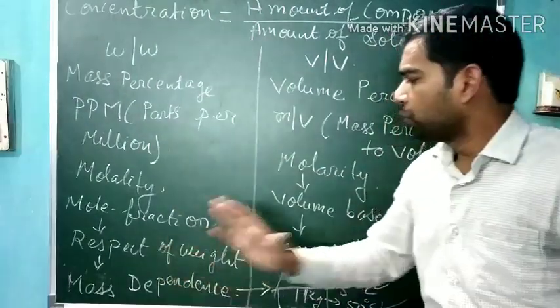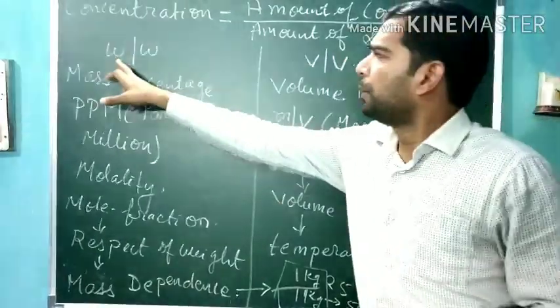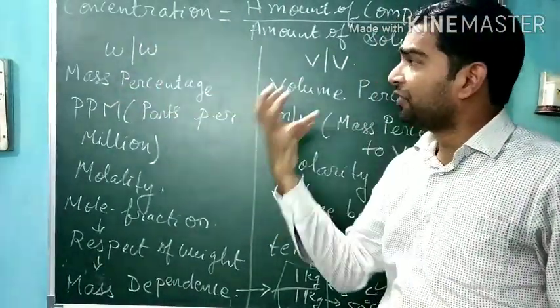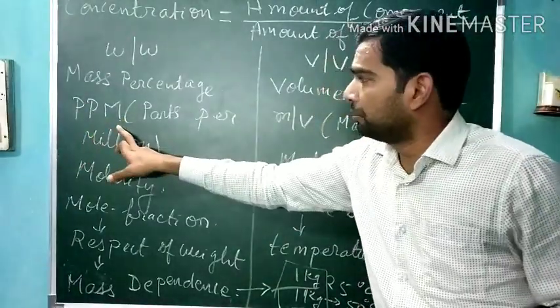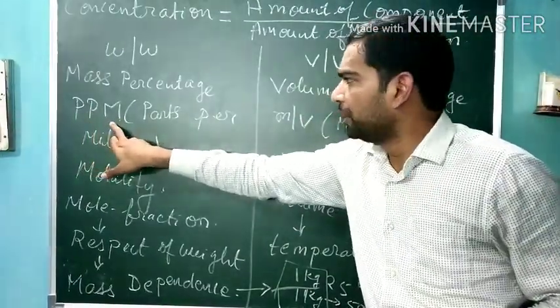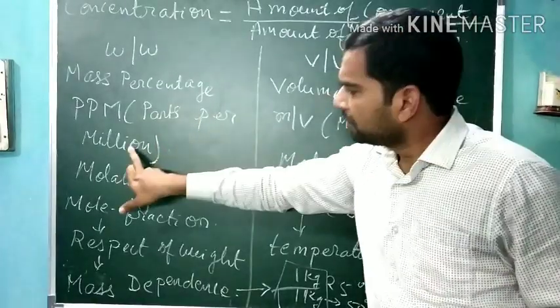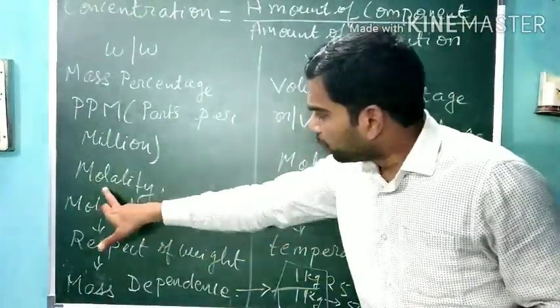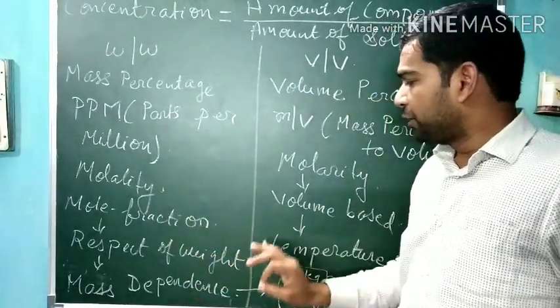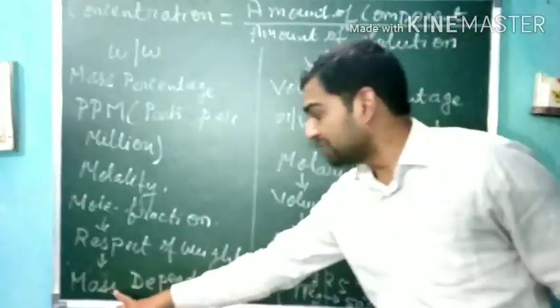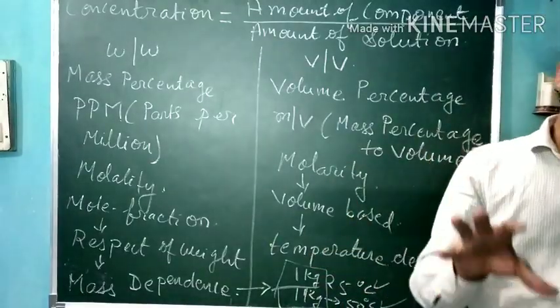First we will see what is mass dependent. First is W/W, that is the weight, the mass percentage. Second is ppm, a short name, and the full name is parts per million. Next one is molality, then mole fraction. These are all in respect of weight. Mass dependent means directly it is the weight.